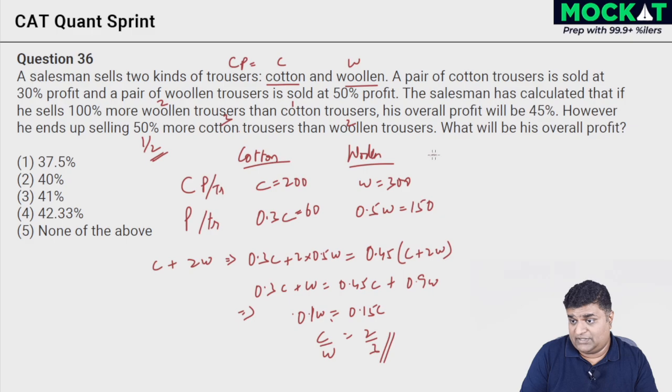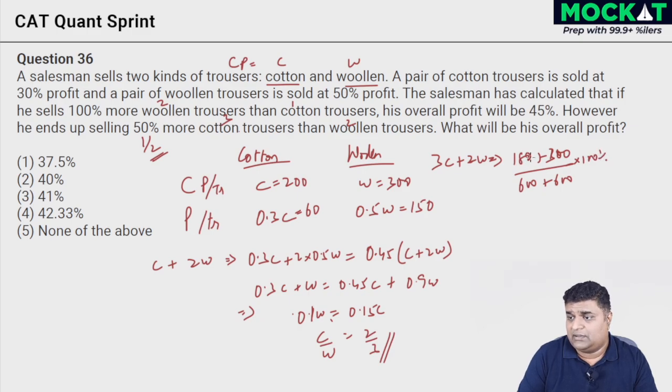Okay, so now on to 3C plus 2W. What's going to be the overall profit? 3 of cotton, 3 times 60 is 180, plus 2 Ws are 300. Divided by 3 into 200 is 600, plus 2 into 300 is 600, and into 100%. 180 plus 300 is 480, 480 by 1200.